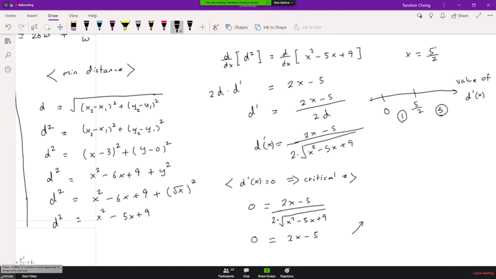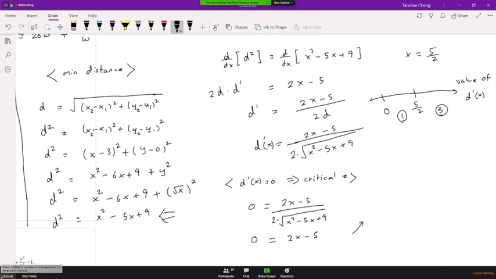And we need to have the derivative function in terms of x, so therefore I need to substitute this d with the expression in terms of x. So all I have to do is what? Take square root on this step right here. That will give me d, right? d of x, square root of x squared minus 5x plus 9. See that? That's what I got. So that's basically what I substituted right here.